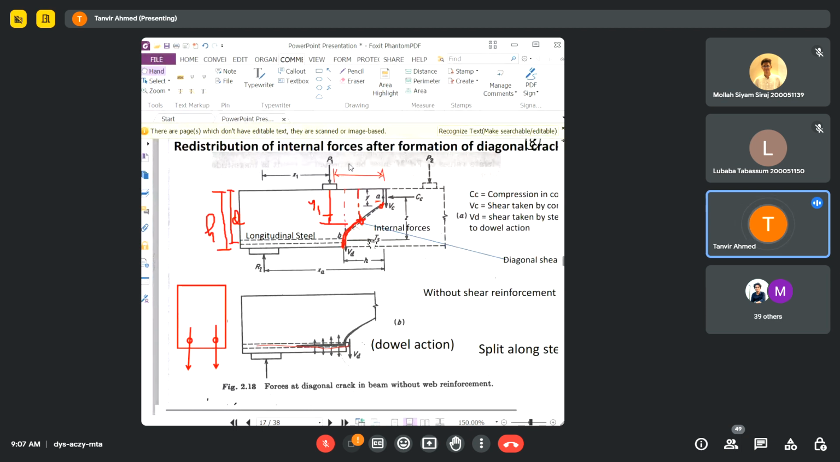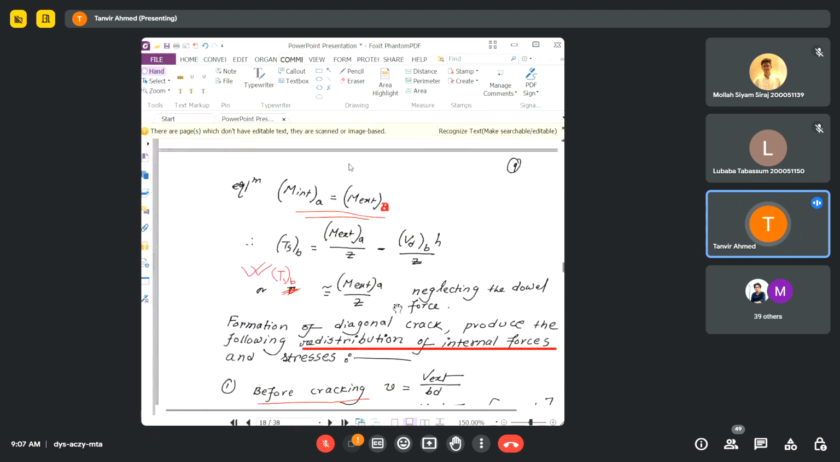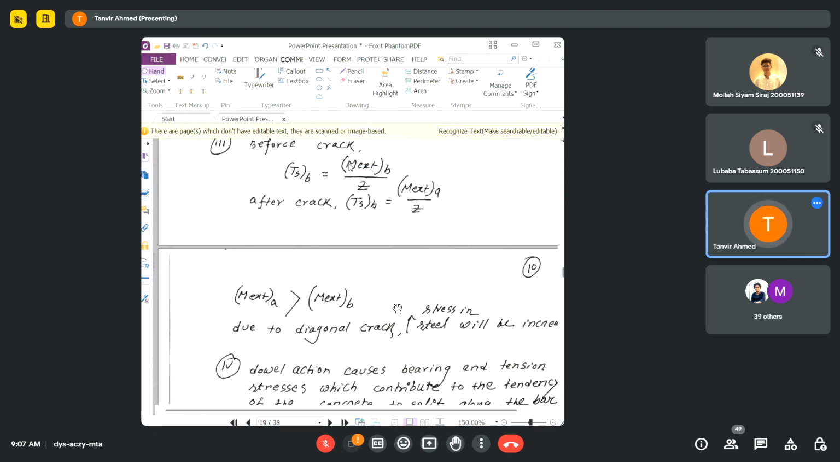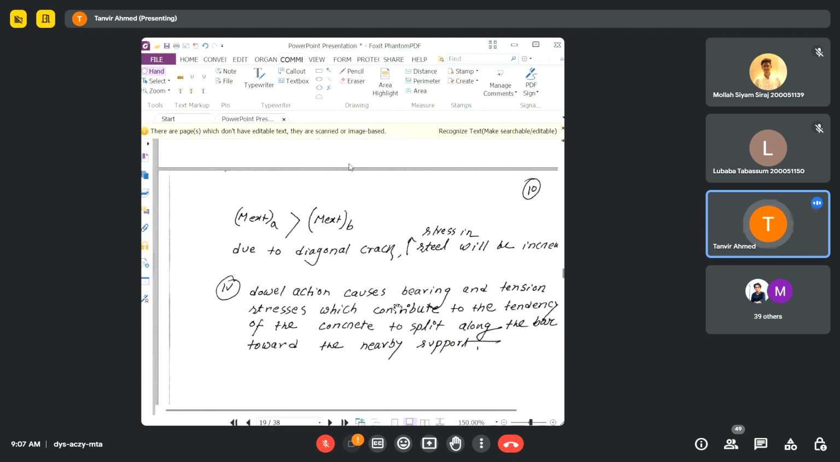So because of the shear crack, okay, the tensile stress in steel can also increase. That is the conclusion. Shear crack এর কারণে tensile stress in steel can also increase. So this is one thing that we understand.